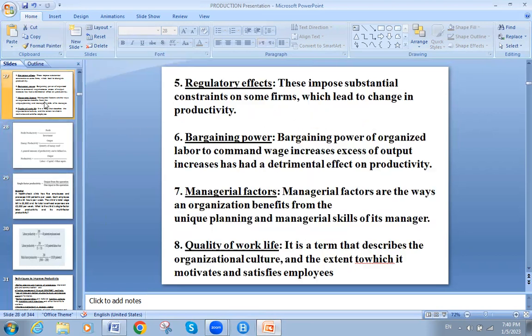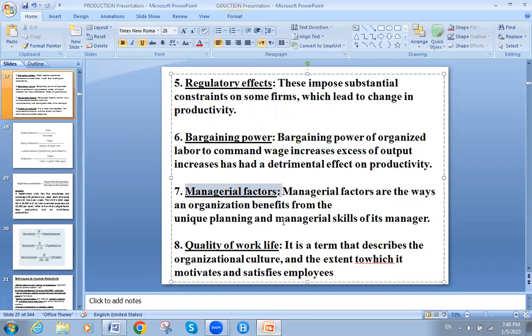So here are some examples. Managerial factors also, bargaining power. The bargaining power goes to the workers when they bargain for higher income. So if the cost of production rises because labor's cost increases the inputs, the productivity will be lower. Managerial factors like benefits from unique planning and managerial skills. The more skillful the management, the better the productivity will be.